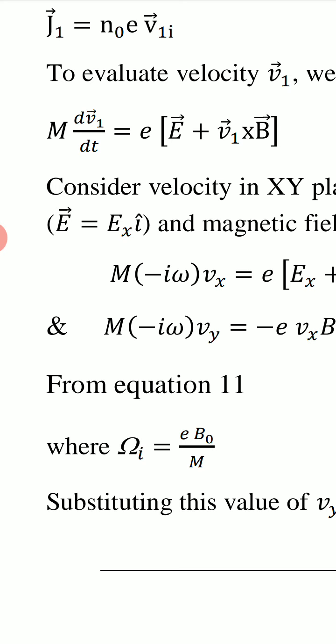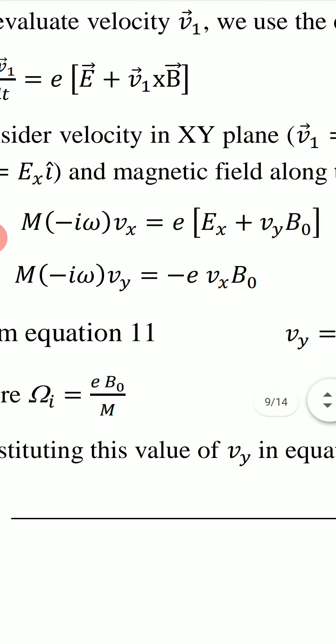Force on the ion is due to the electric field and the magnetic field. The force due to the electric field is eE vector, and the force due to the magnetic field B is e into v cross B. Here e is the charge on the ion, so this is the equation of motion for ions. Force equals mass into acceleration: m dv1/dt equals e into (E vector plus v1 vector cross B vector).